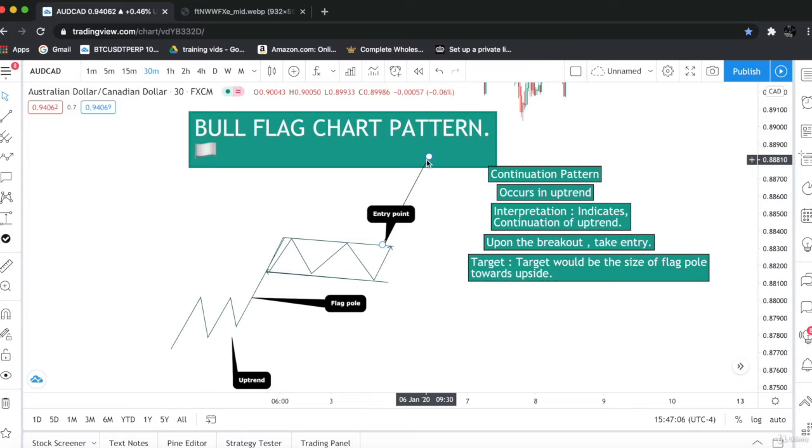The bull flag is a very simple trending market pattern which you can easily observe in the trending markets. The bull flag is a sign of market going towards upside further. So let's go to the chart and find a live chart example.